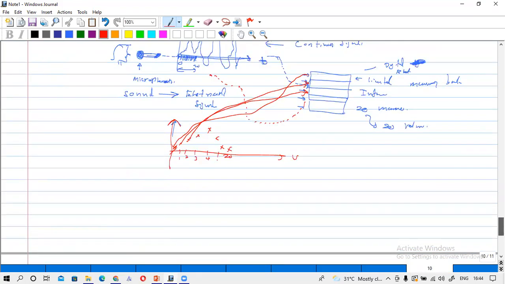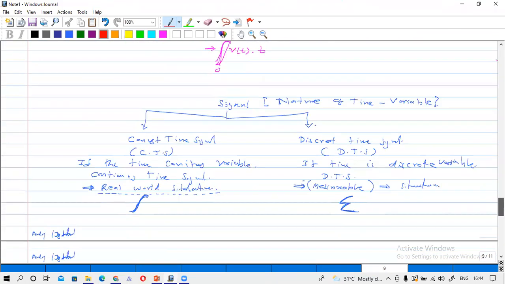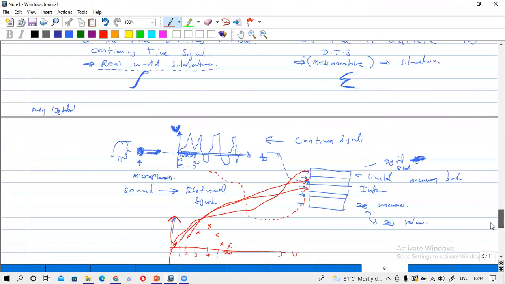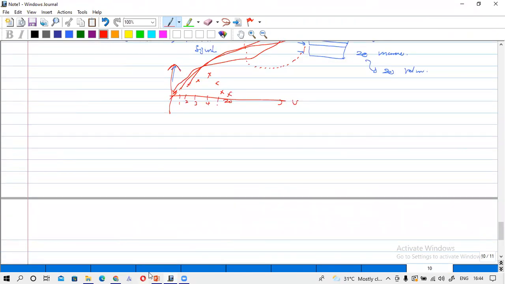We will go for another classification. If anyone has any problem with this, you will have the notes.